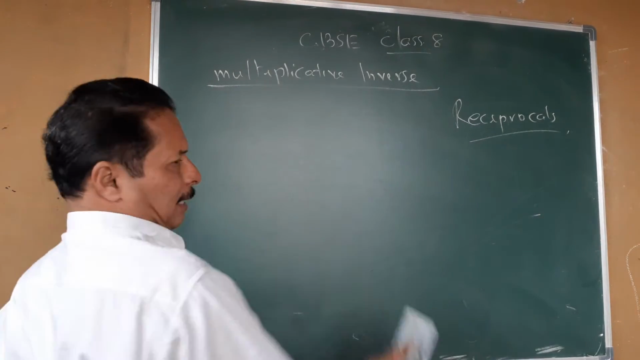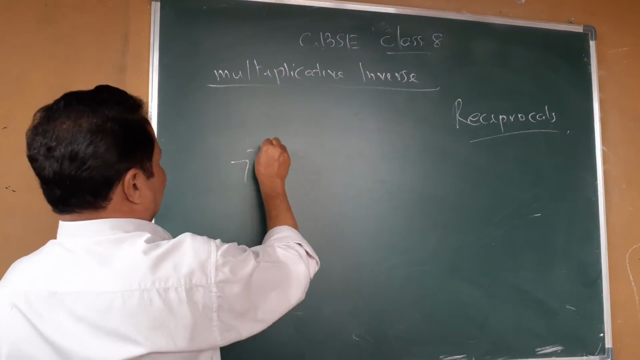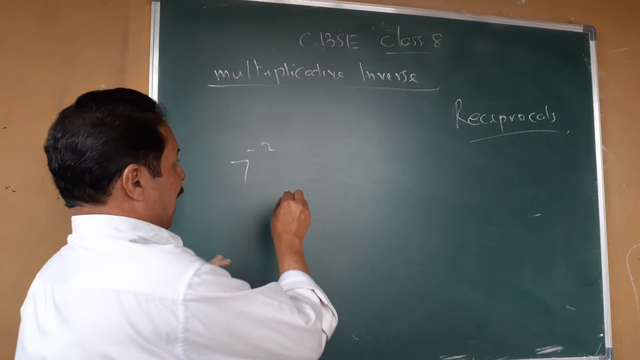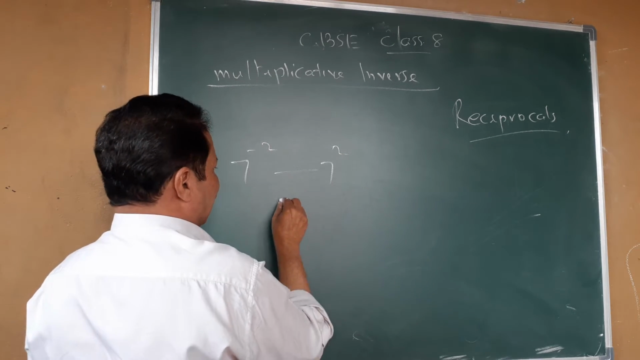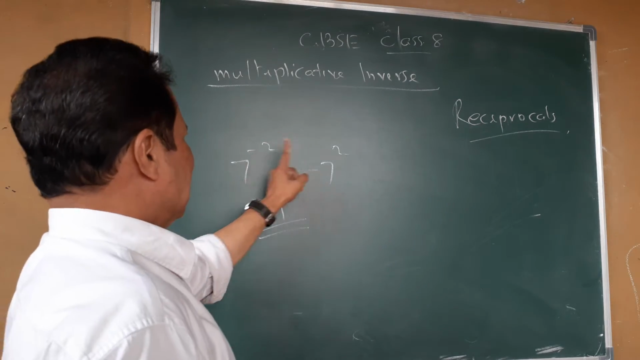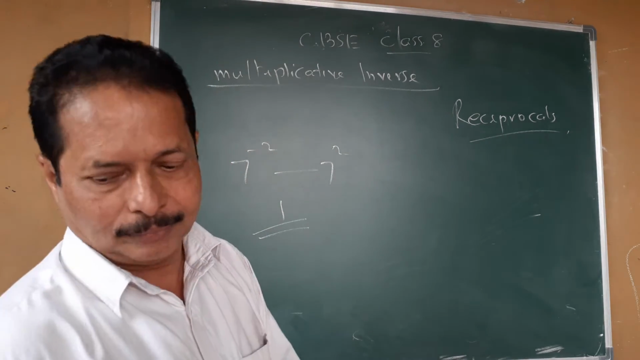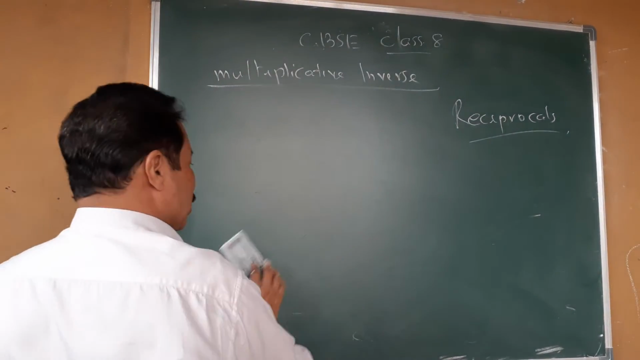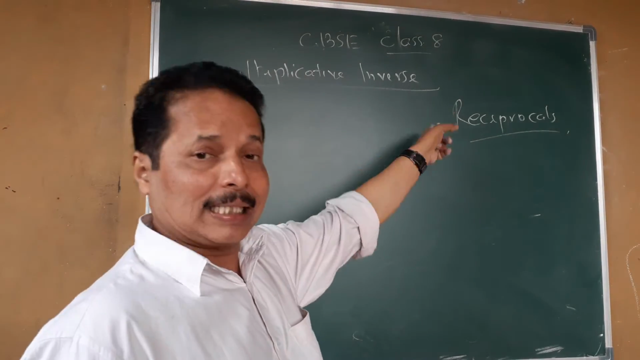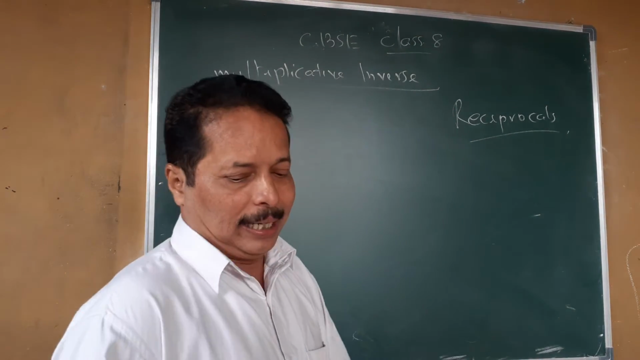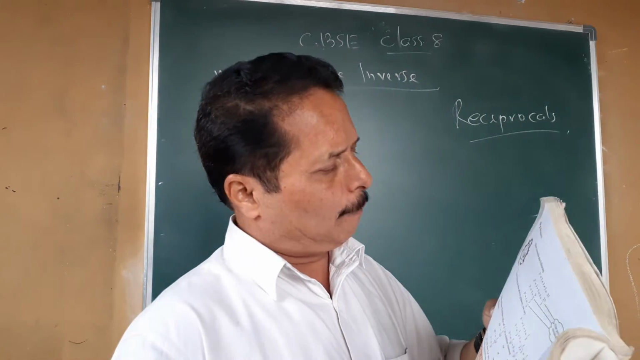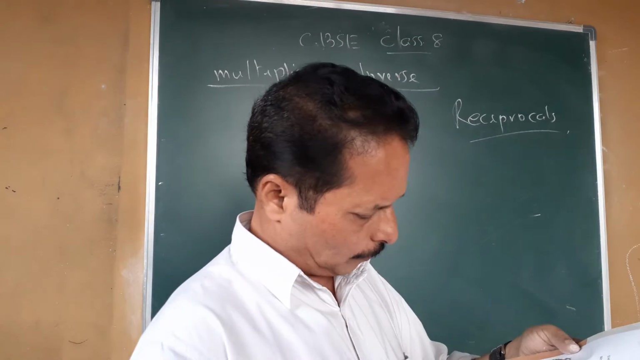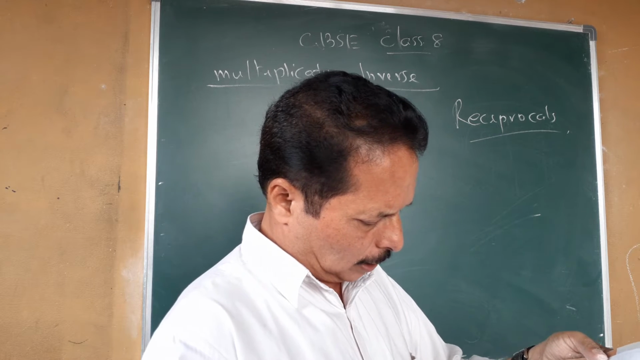So what is the multiplicative inverse of 7 raised to minus 2? Your answer is 7 raised to 2. 7 raised to minus 2 into 7 raised to 2 equals 1. Just change the sign and you get the answer. They are multiplicative inverse to each other. Otherwise, they are reciprocals. Okay? And it's a question in your notebook, the textbook, page number 194.